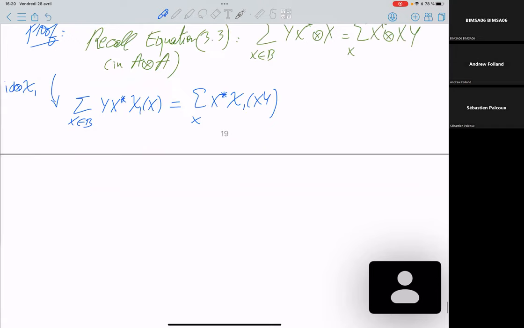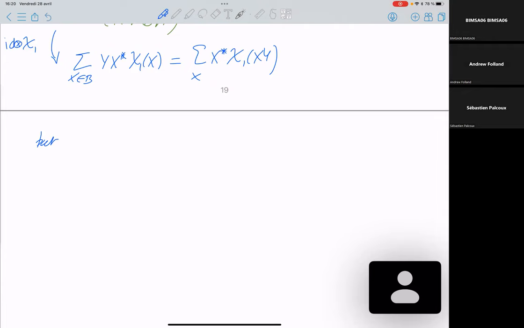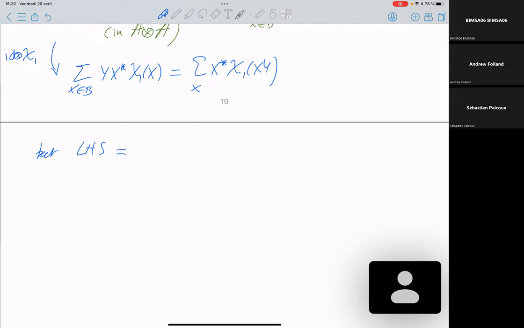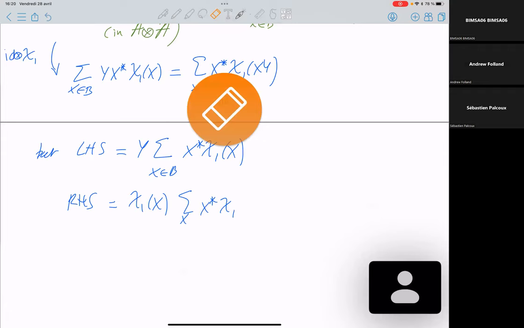But the left hand side equals y times the sum for x in B of x star chi1 of x. The right hand side equals chi1 of y times the sum of x star chi1 of x. Remember, chi is a character, so it's multiplicative, and you can decompose here.